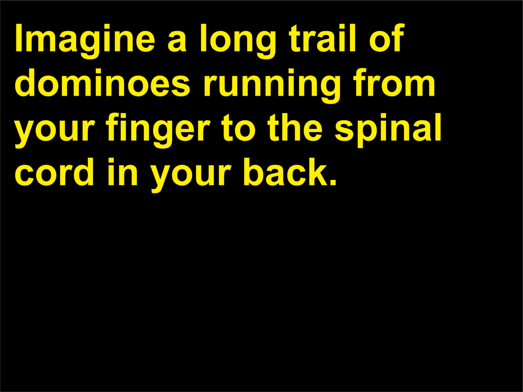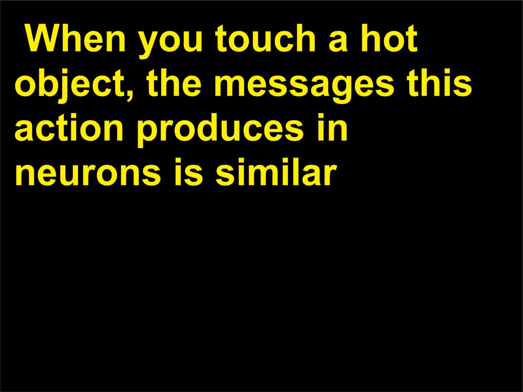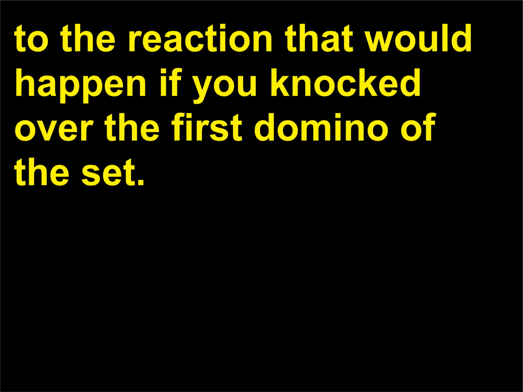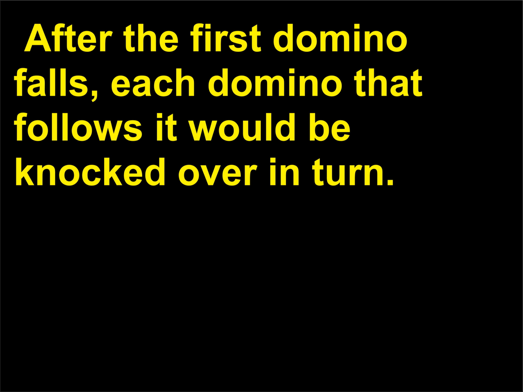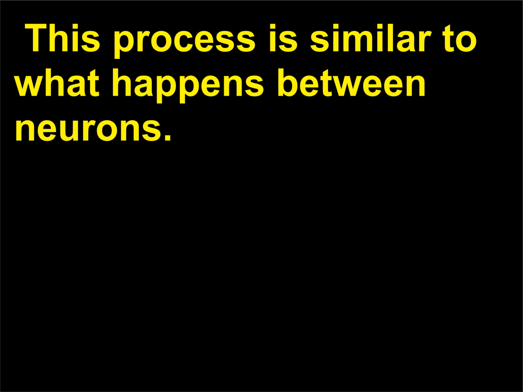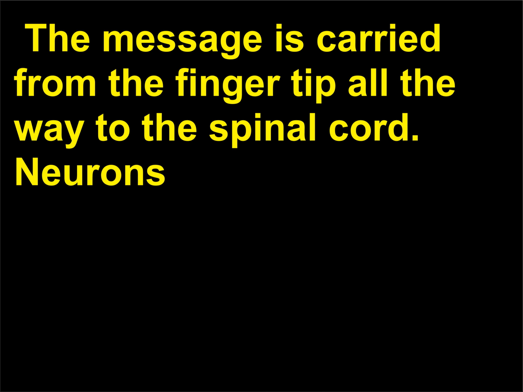Imagine a long trail of dominoes running from your finger to the spinal cord in your back. When you touch a hot object, the messages this action produces in neurons is similar to the reaction that would happen if you knocked over the first domino of the set. After the first domino falls, each domino that follows it would be knocked over in turn. This process is similar to what happens between neurons. The message is carried from the fingertip all the way to the spinal cord.